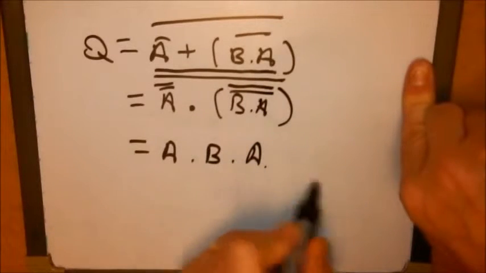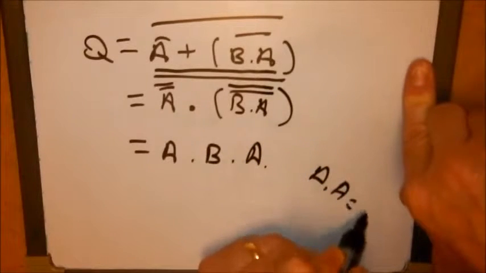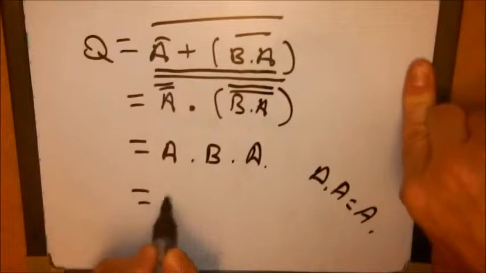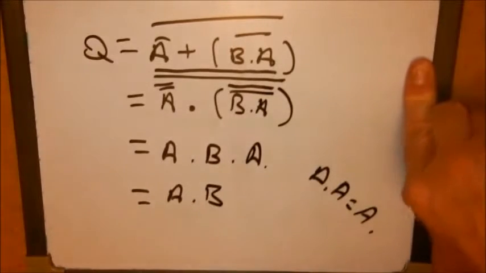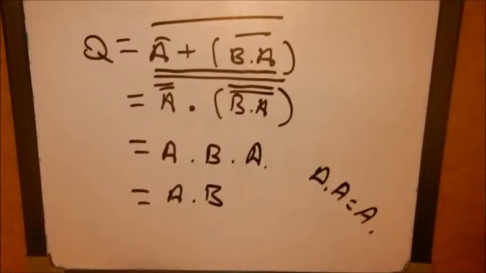Now, due to the double NOTs being able to be simplified, we have this, and the identity A AND A is the same as A, simplifying to A AND B.